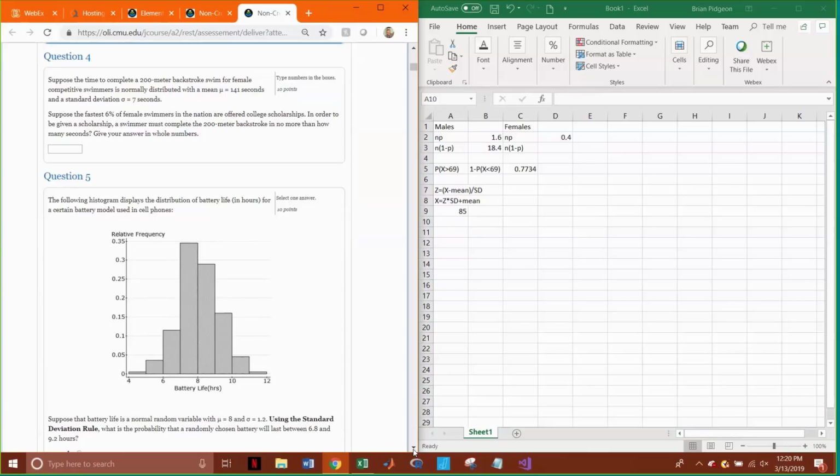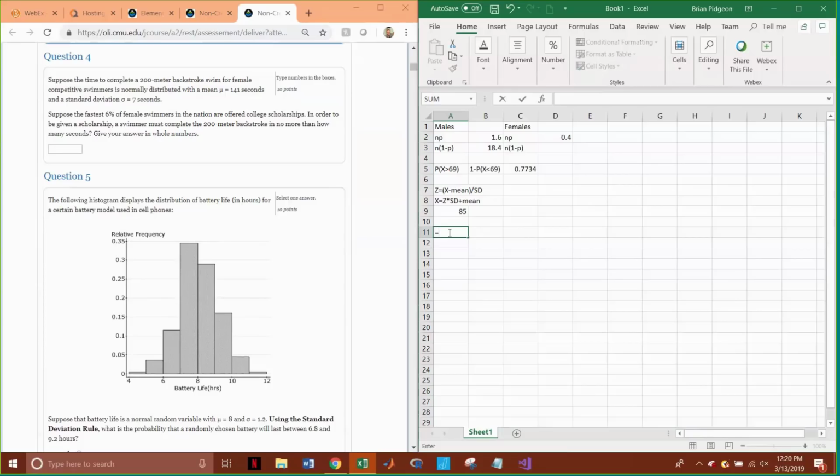Suppose the time to complete a 200-meter backstroke swim for female competitive swimmers is normally distributed with a mean of 141 and a standard deviation of 7. Suppose the fastest 6% of female swimmers in the nation are offered college scholarships. In order to be given a scholarship, they must complete the backstroke in no more than how many seconds? If we're swimming really fast, the fastest 6%, that means we're swimming significantly faster than the mean. So we're looking at who swims in the lowest 6% of the distribution.